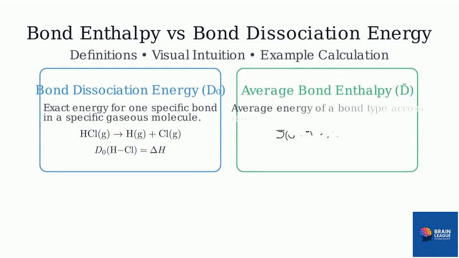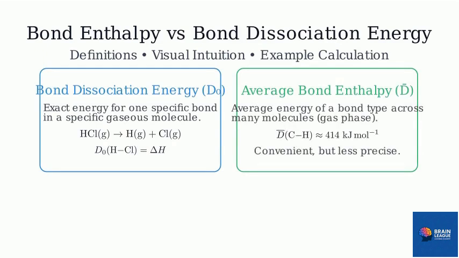First, the definitions. Bond dissociation energy, D0, is the energy needed to break one specific bond in 1 mole of a gaseous molecule into gaseous atoms. Average bond enthalpy is an average over many molecules for the same bond type, like a carbon-hydrogen bond, all in the gas phase. The first is molecule-specific and very precise. The second is an average and more convenient when exact data are unavailable.